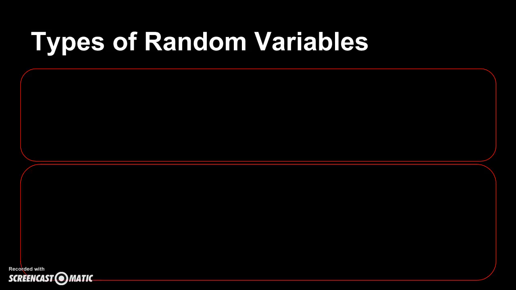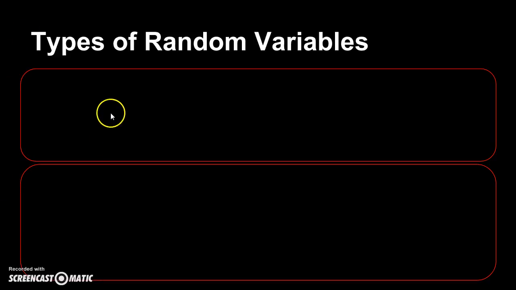Hi, in this video, I will be talking about the different types of random variables, and I'll also show you some examples that involve random variables. In the previous video, I talked about what random variables are. If you're not sure what random variables are, please watch the previous video. Okay, so let's get started.